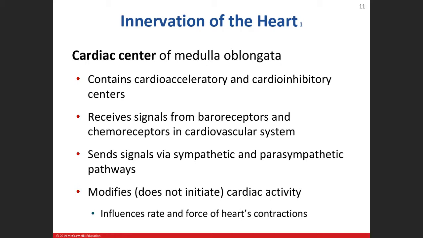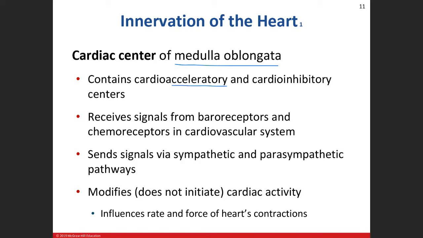So let's start off with the cardiac center. We learned last semester where it's located in the brainstem, specifically in the medulla oblongata. And so we have two components to the cardiac center. We have what's called the cardiac acceleratory center and the cardiac inhibitory center. So you can tell from the title there what the role is of both those centers.